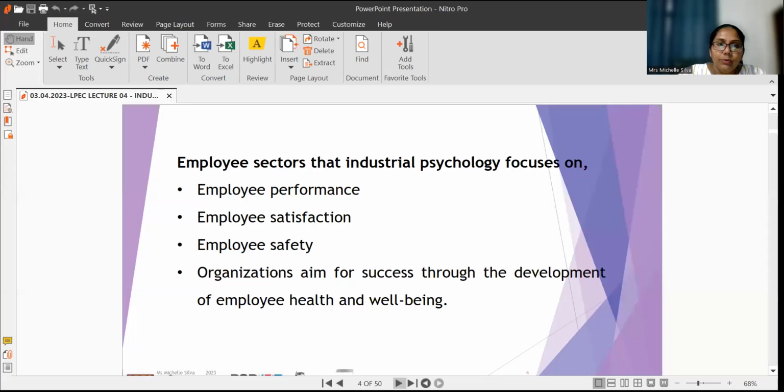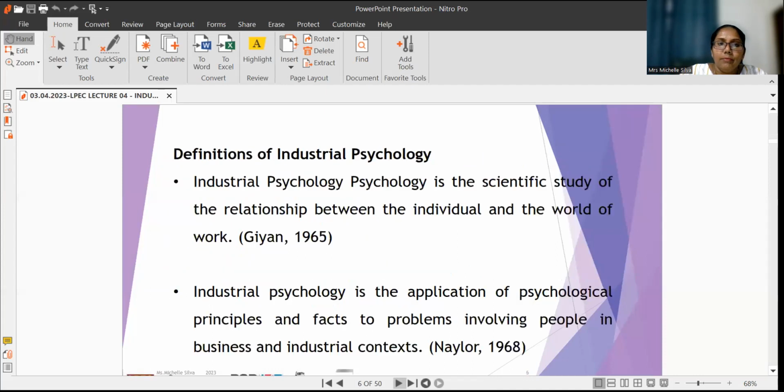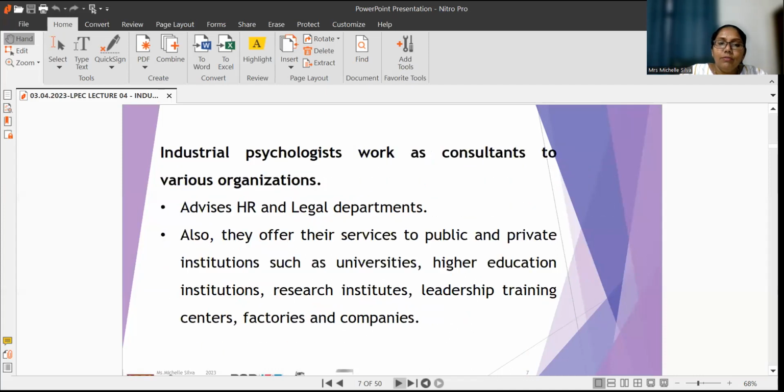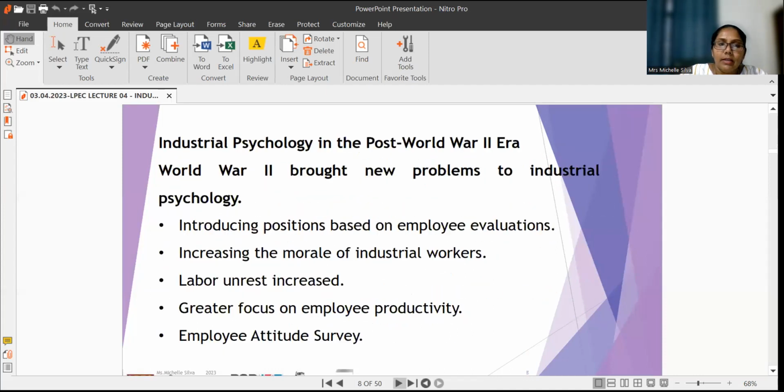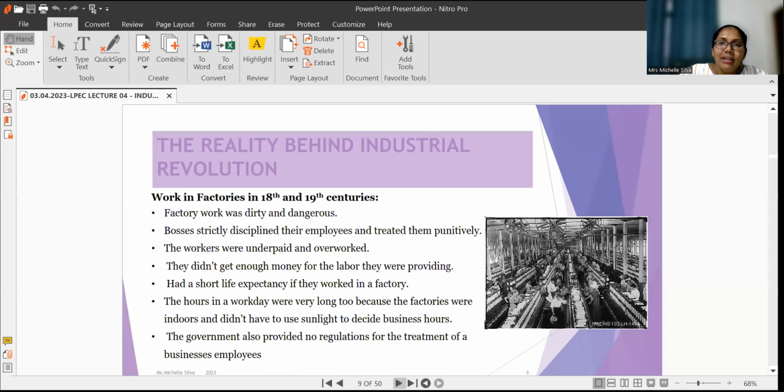Then later on, we tried to understand the important employee sectors that industrial psychology focuses on: employee performance, satisfaction, safety, success, etc. Then we defined industrial psychology. Then we explained the nature of the industries after World War II, that means during the Industrial Revolution period.